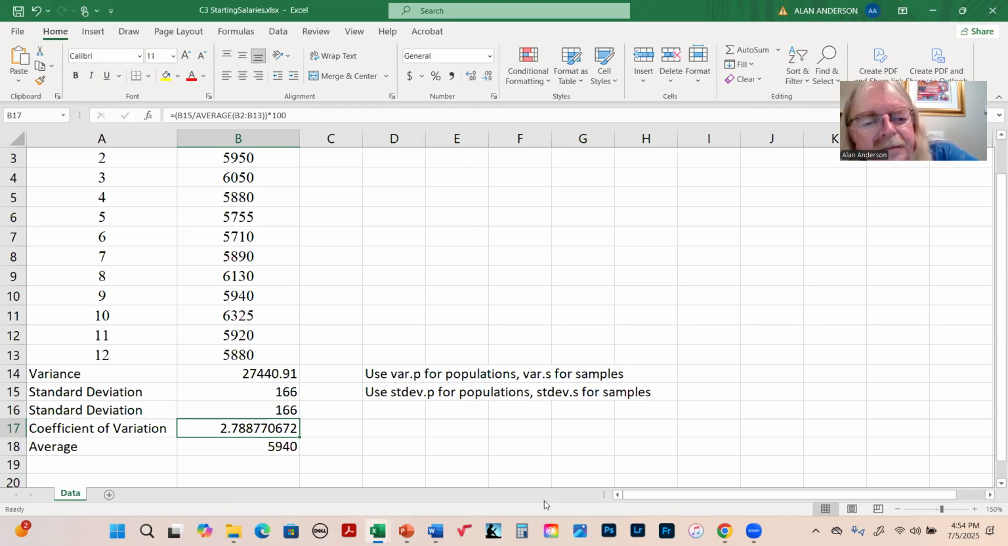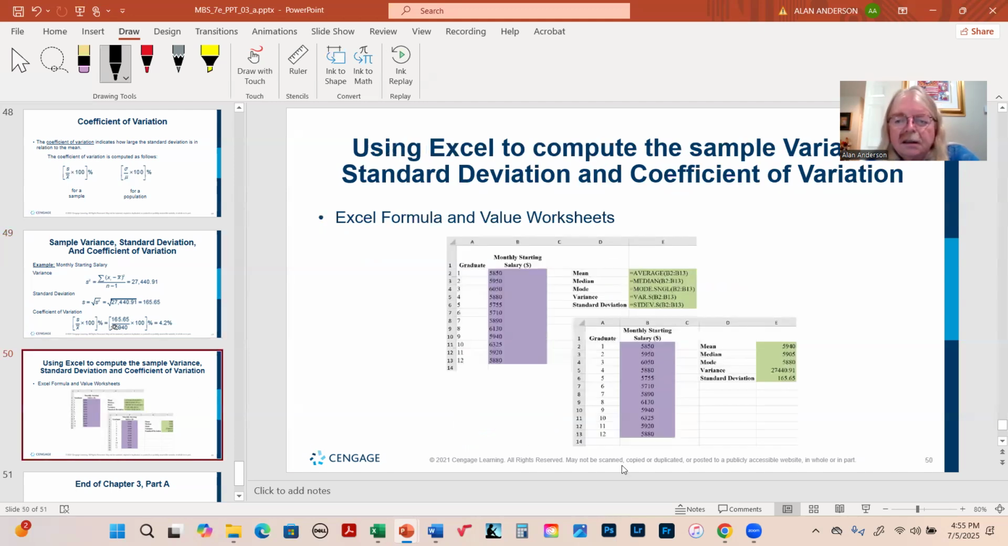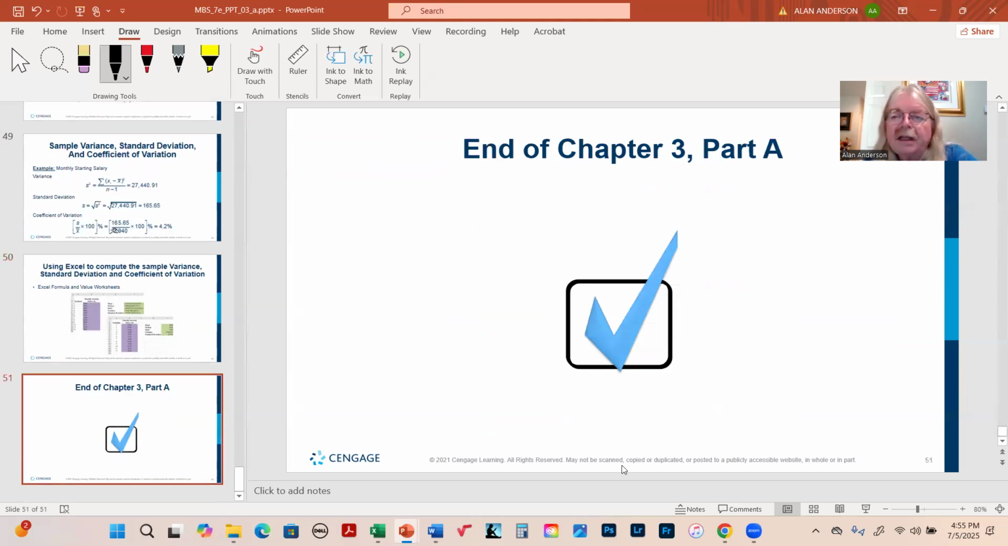Okay, so this is how we use Excel to get to those results. Of course, now the important thing is, although they never explicitly said so, this is a sample. So just be aware that if you'd chosen to use the population formulas, you would have gotten something a little different. All right. And here they have all the formulas. And so that's it for 3A.